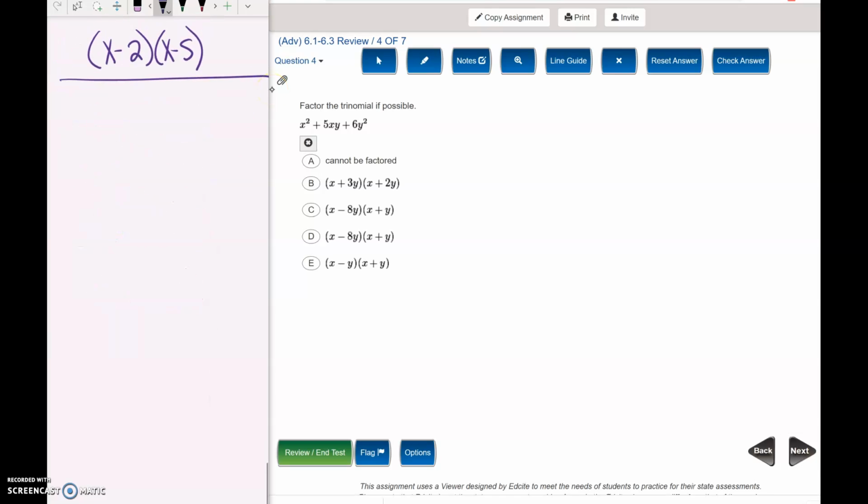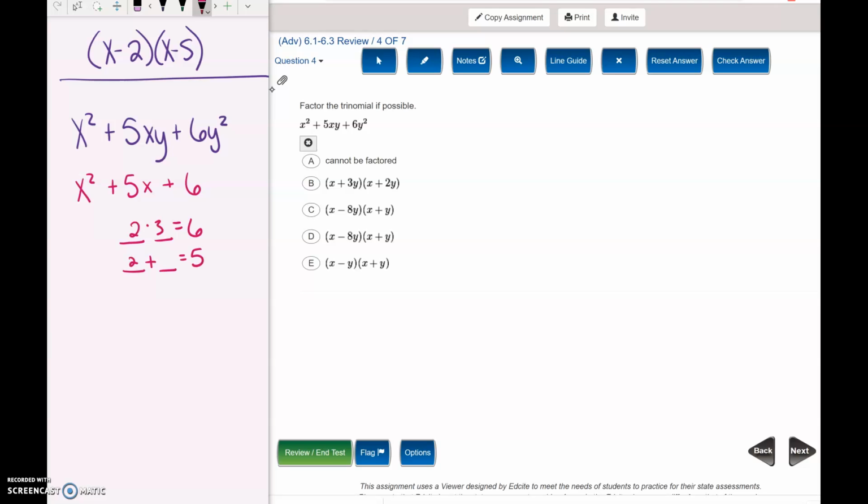Okay, this kind of trinomial looks a lot more complicated than it really is. It's really, really similar to x squared plus 5x plus 6. So we're going to treat it the same as this. There just happens to be a y in there as well. So we're looking for two numbers that multiply to give us 6 and add up to 5. That would be 2 and 3.